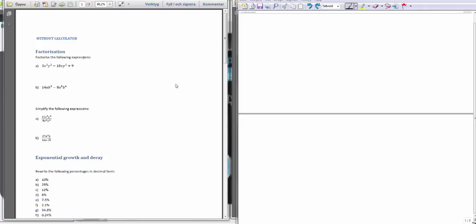Okay, let's have a look at these exercises on factorization and exponential growth and decay. Let's warm up with these exercises on factorization first. Basically, the way to do it is to look at each term. So I'm just gonna copy the terms here.